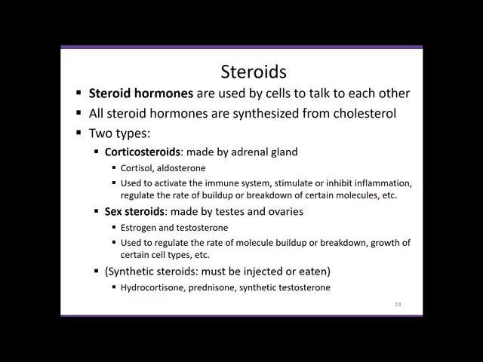Sex steroids are made by the testes and ovaries in humans, or the flower and the, I'm going to get this wrong, the anther, I think, in plants. Anyway, these sex steroids include things like estrogen and testosterone. These also regulate the buildup and breakdown of molecules and growth of certain cell types.